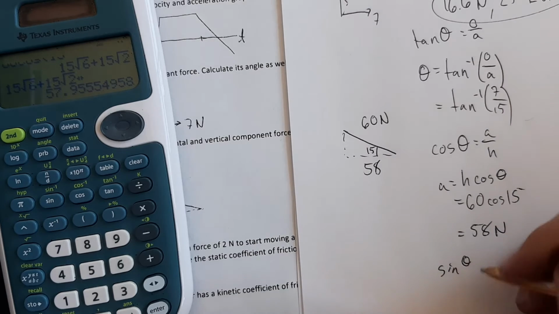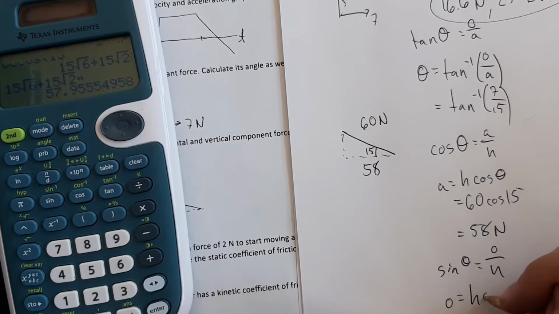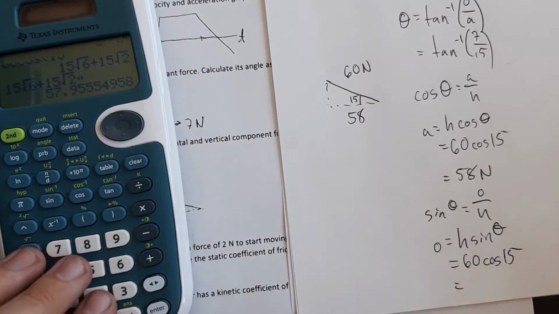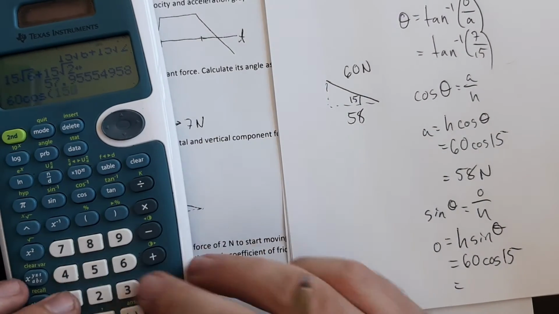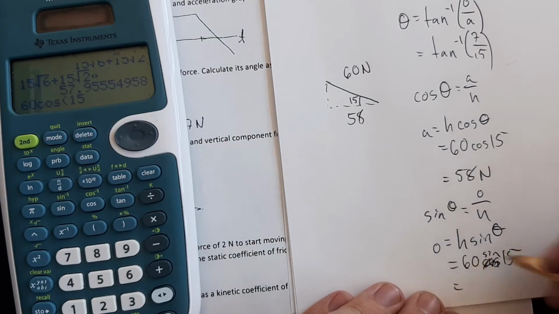So sine of our angle equals opposite over hypotenuse. Solving for opposite, we're going to multiply hypotenuse over and plugging in our numbers. So 60 sine 15, okay, which is equal to, sorry, why did it just change to cosine? Sine.